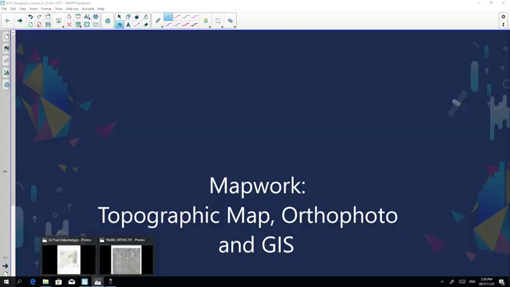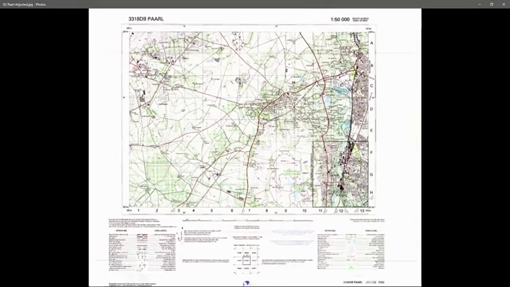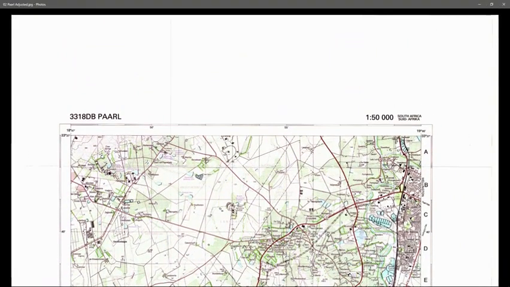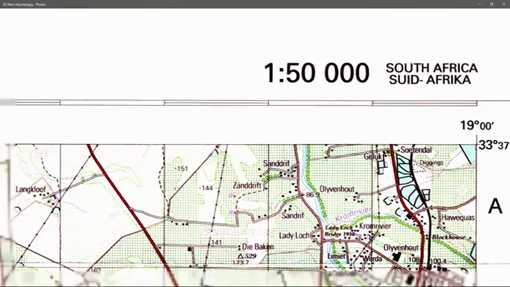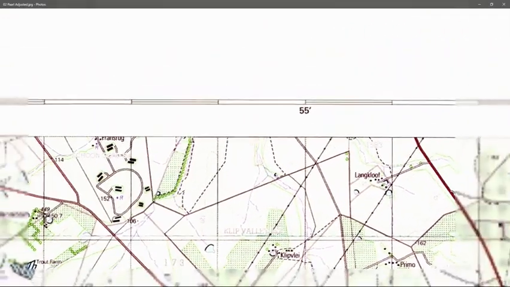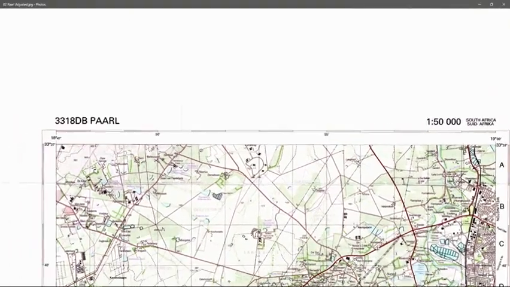Today we're going to continue with the map work. We looked at the calculations in the previous episodes, and we looked at our topographical map and our orthophoto map. In the beginning, once we discussed it, our topographical maps have a scale of 1 to 50,000. And before we continue doing the calculations, we discussed the clues that we can find on the map to be able to identify certain things, and the same goes for our orthophoto.